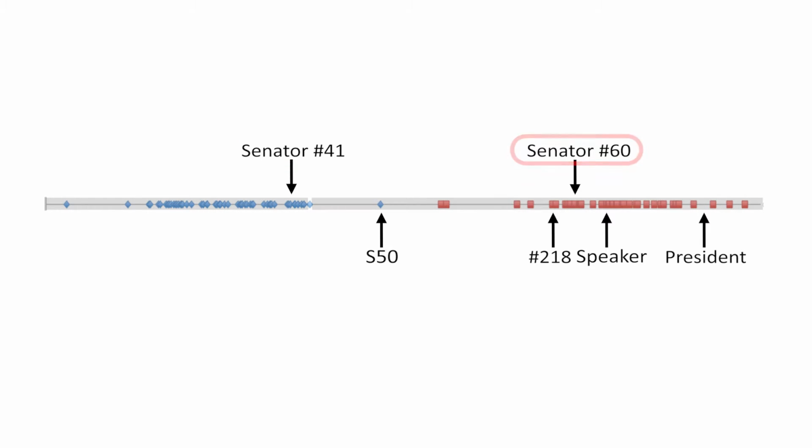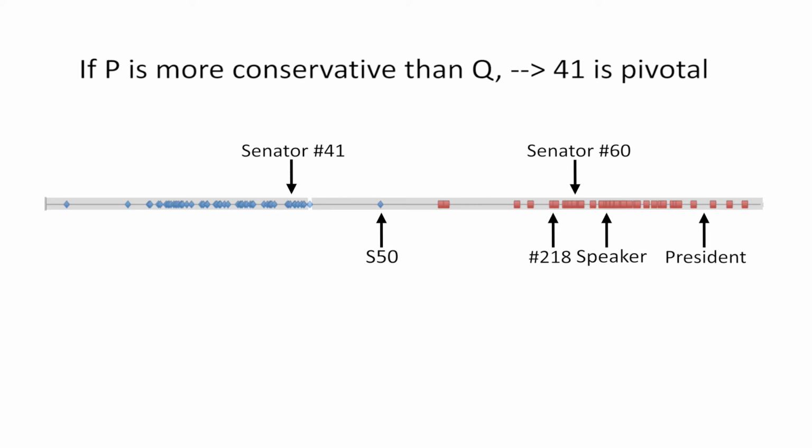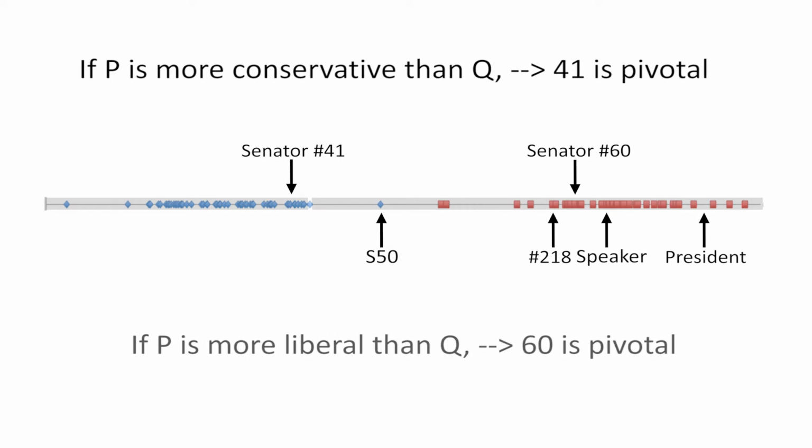The first thing we need to figure out is when number 41 is pivotal and when number 60 is pivotal. If the proposal is trying to make the law more conservative, then the bill needs to get the 60 most conservative senators on board. That means that if the proposal is to the right of the status quo, the left filibuster pivot is the one that matters. If the proposal is to the left of the status quo, we need to get the leftmost 60 senators, so Senator number 60, the right filibuster pivot, is the one that matters.